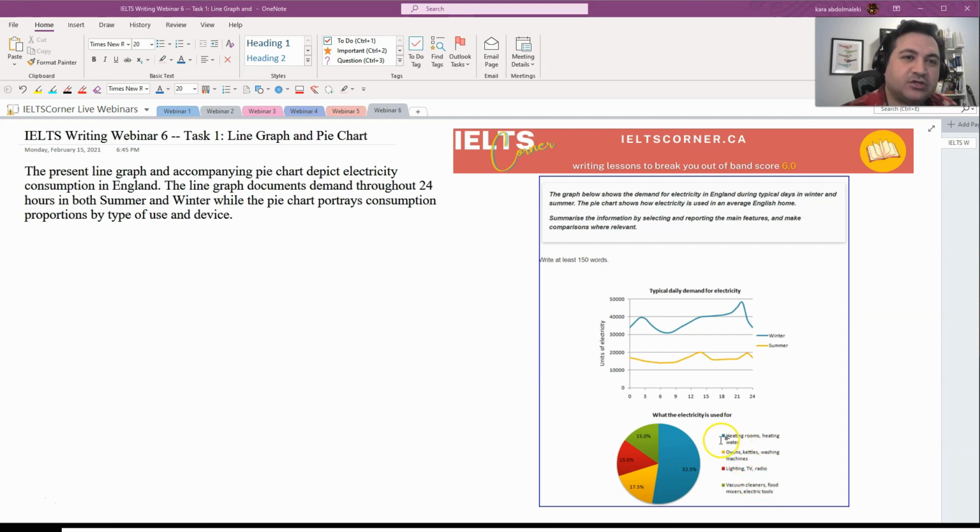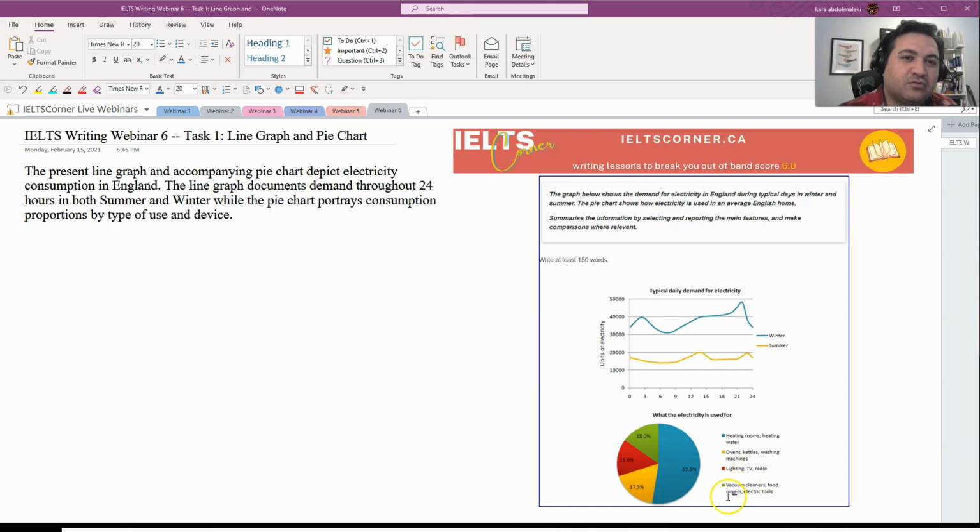If you look at the list here, for blue, it says heating rooms, heating water. Now look at yellow, it says ovens, kettles, and washing machines. So that's home appliances, or kitchen appliances. And then lighting, TV, and radio. Well, lighting can be anywhere in the house, but TV and radio are usually in the living room. So we can refer to that as living room appliances and fixtures for the red.